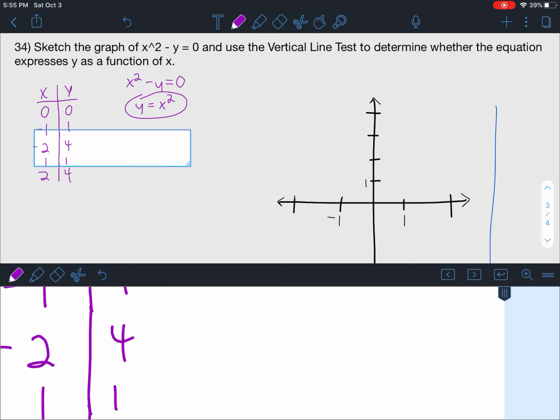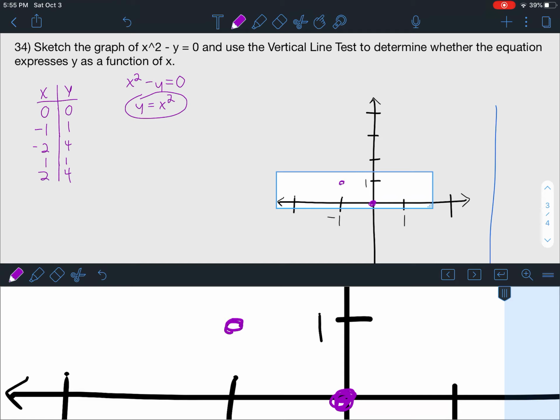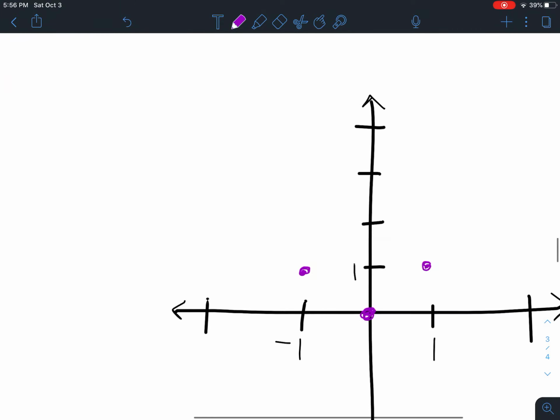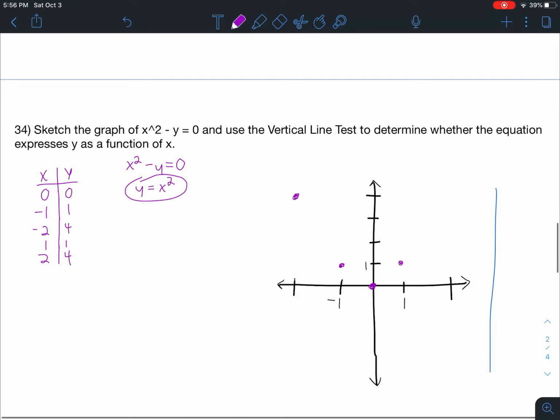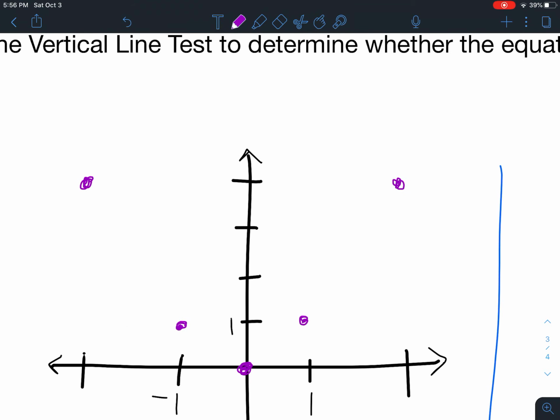So these are points again that we can plot. 0, 0, negative 1, 1, 1, 1, negative 2, 4, and 2, 4. Then just smoothly connect the dots like before, and you're going to be left with a parabola.